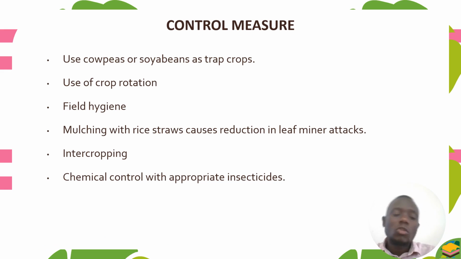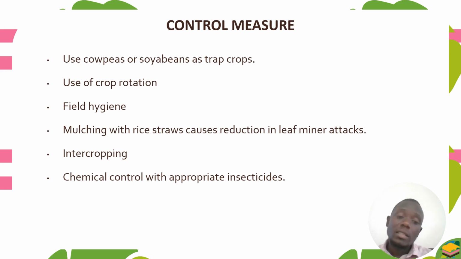So let's look at control measures of groundnut leaf miner. Use of cowpeas or soybeans as trap crops. What it means is these groundnut leaf miners will be interested in, or focusing on, these cowpeas as well as soybeans. So these crops are used as trap crops. Then we've got use of crop rotation. Crop rotation also helps to control groundnut leaf miner, because if you rotate, you are breaking the life cycle, as we said earlier.